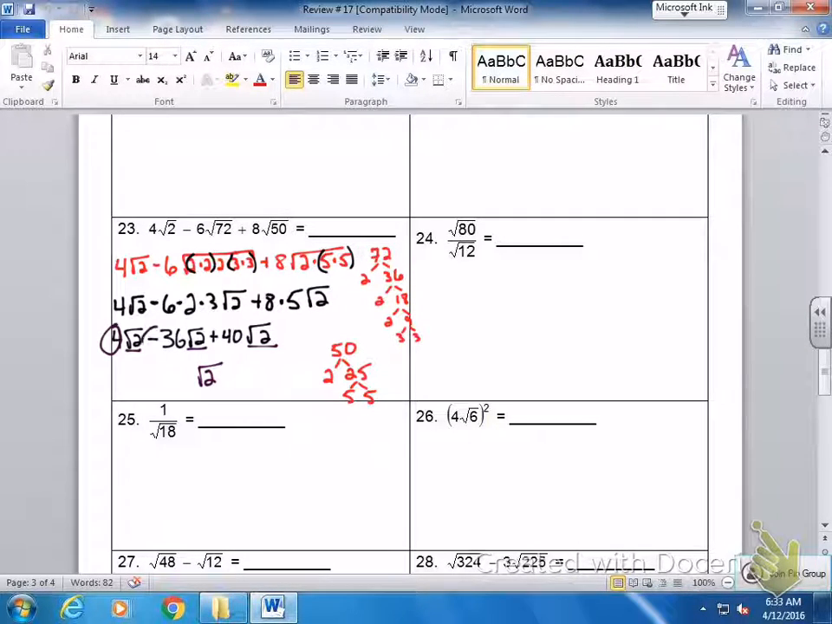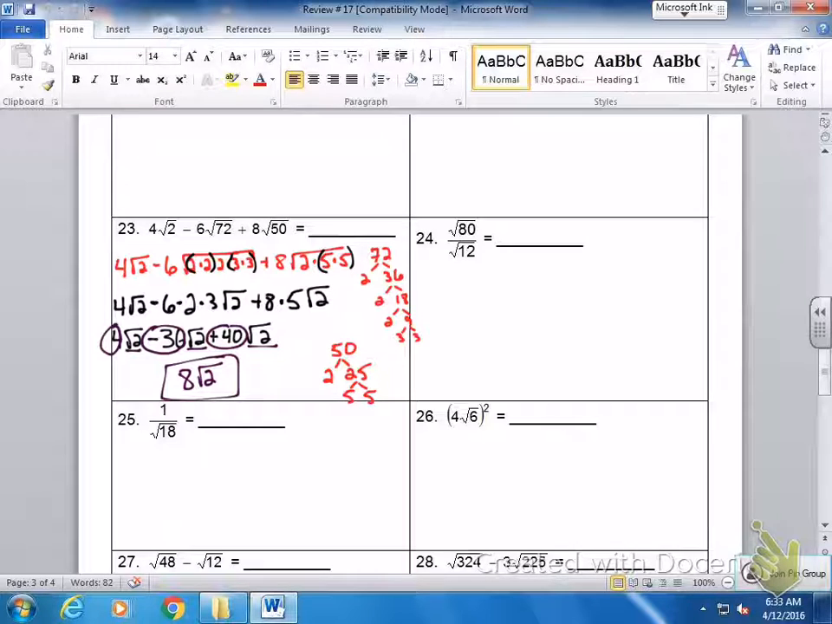But I have 4 minus 36 plus 40. 4 minus 36 is negative 32. Negative 32 plus 40 is 8. And feel free to use your calculator to do that arithmetic. You don't want to mess up a problem like that.